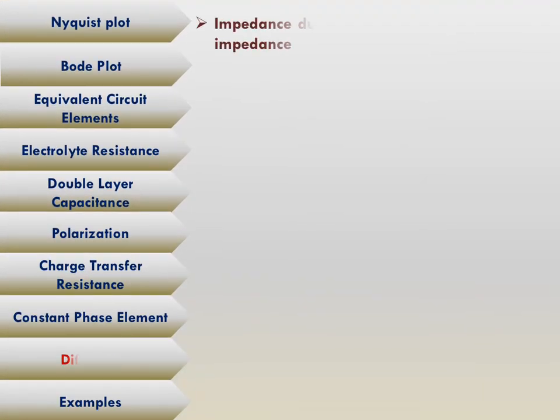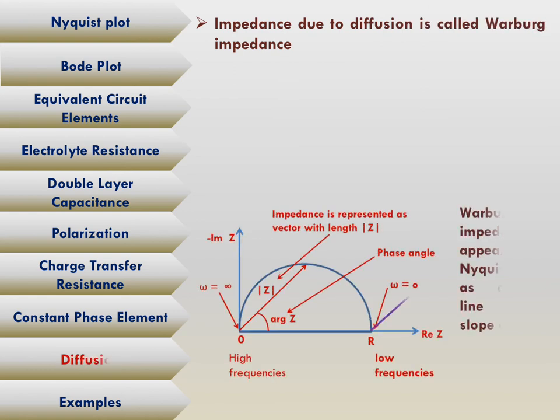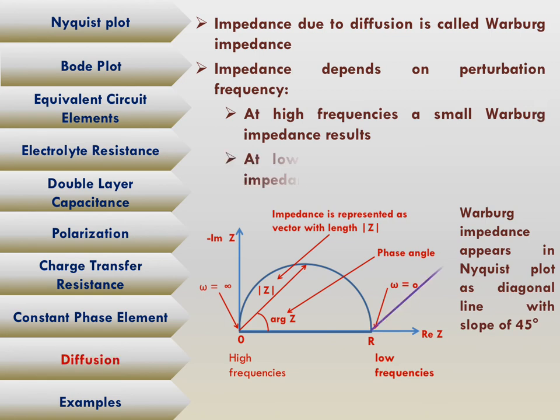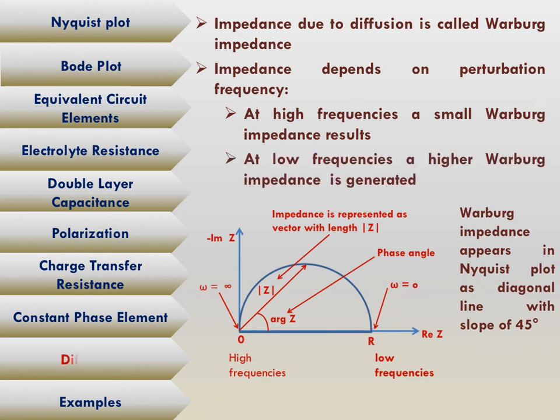Diffusion. Impedance due to diffusion is called Warburg impedance. Impedance depends on the perturbation frequency. At high frequencies, a small Warburg impedance results. At low frequency, a higher Warburg impedance is generated. You can see in the figure, the line is showing the Warburg impedance in the Nyquist plot. It always has an angle of around 45 degrees.